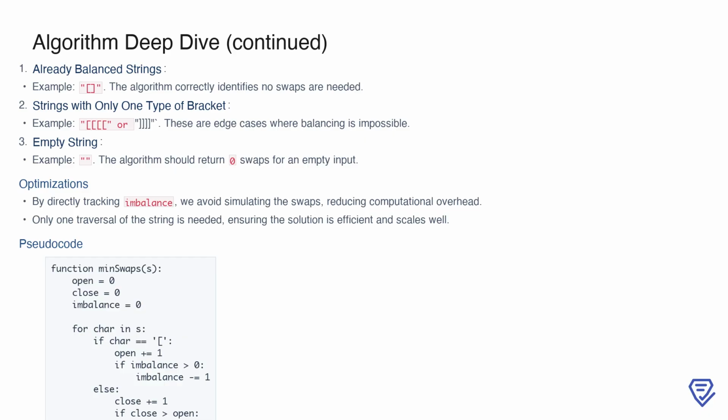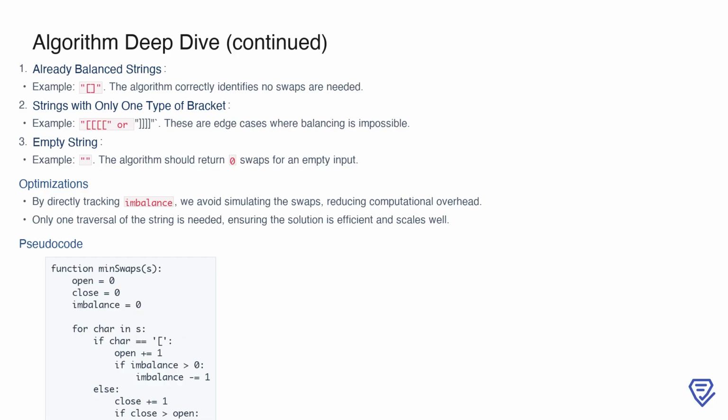First, consider already balanced strings. Here, the algorithm identifies that no swaps are needed, as the string is already balanced. Next, take strings with only one type of bracket. In these cases, balancing is impossible, as there are no matching brackets to form pairs. The algorithm should correctly identify these cases and handle them as needed. Another edge case is an empty string. Since there are no brackets, no swaps are required, and the algorithm should return 0.